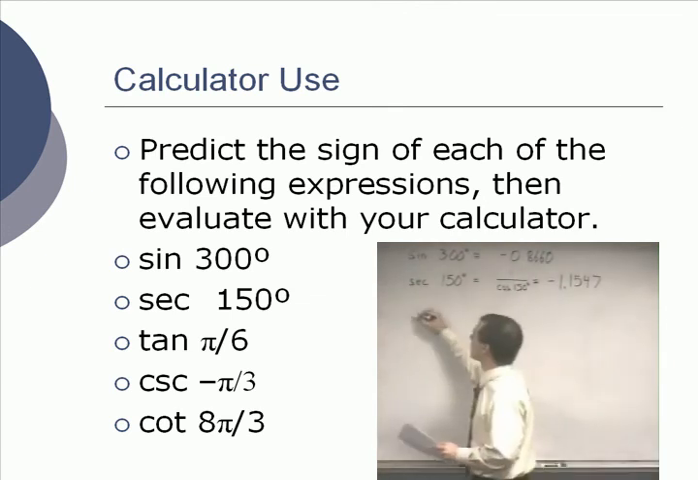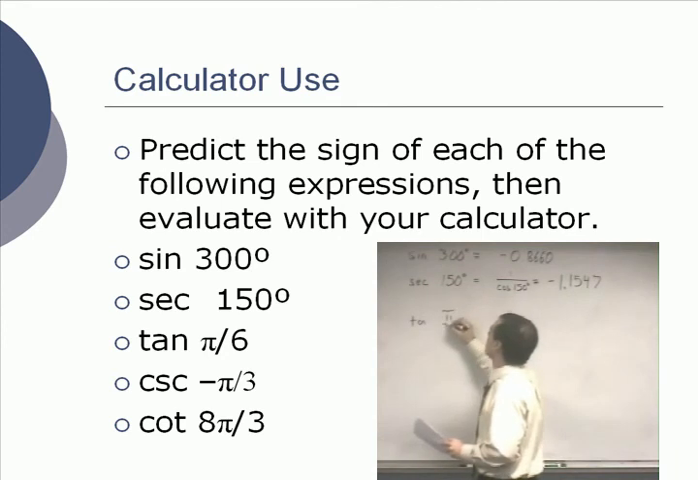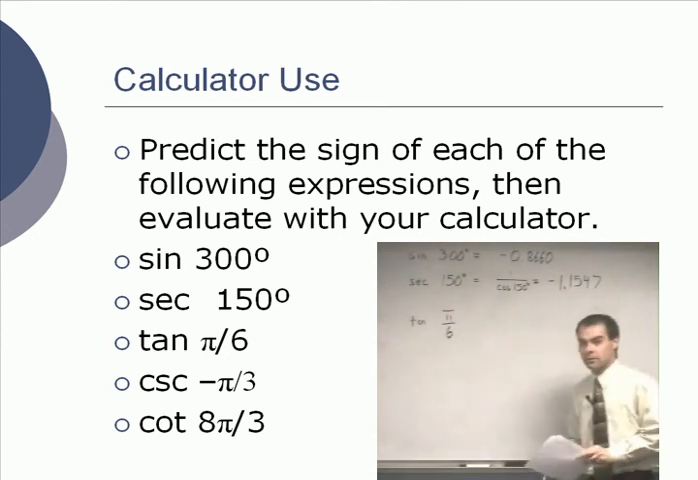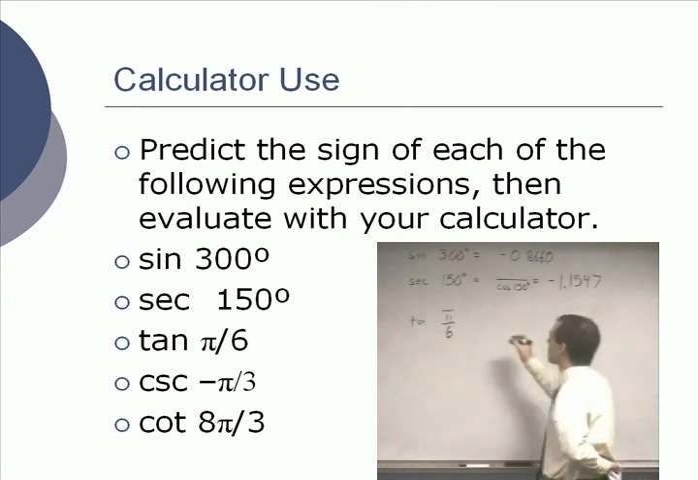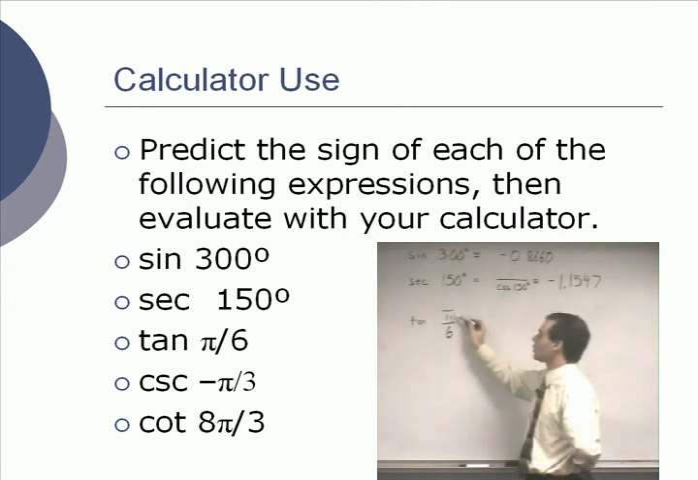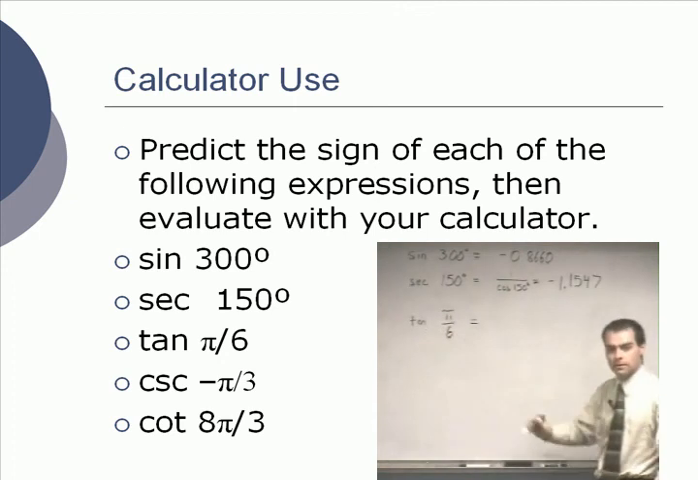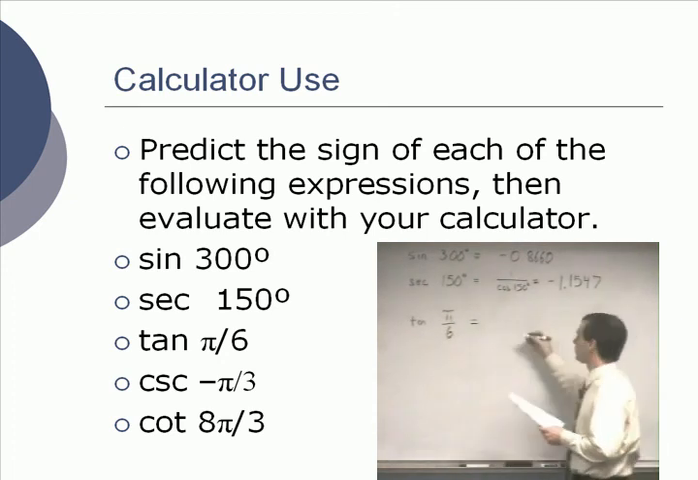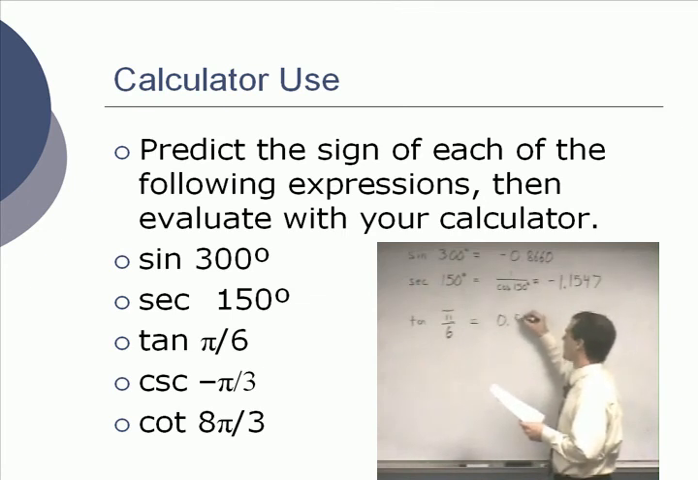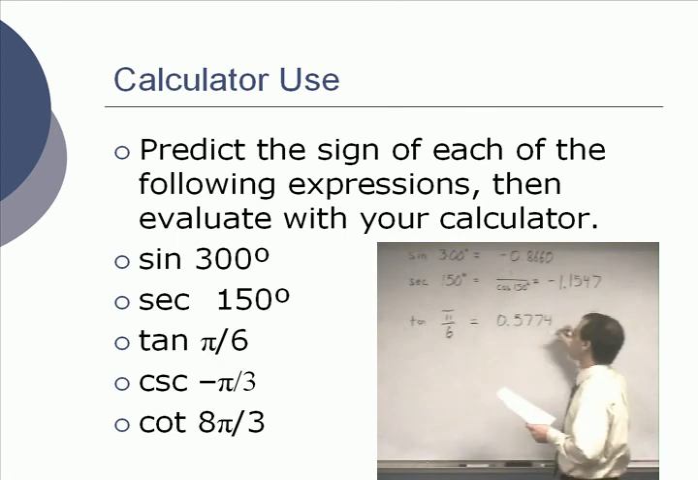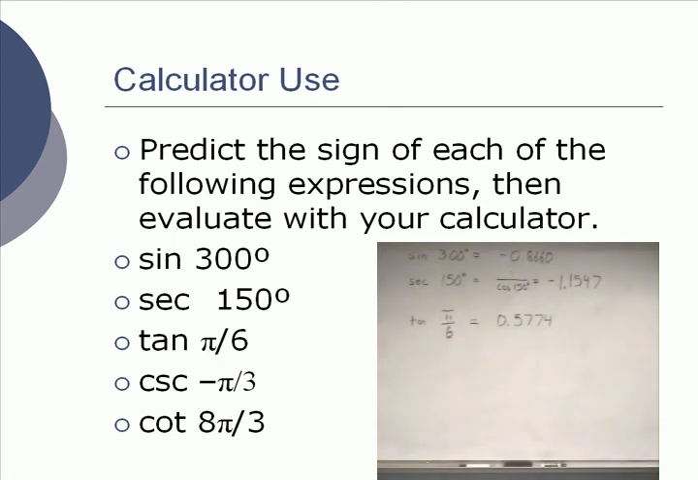One more. Tangent of pi over 6. Predict the sign. First of all, which quadrant are you in for pi over 6? Quadrant 1. And is tangent positive or negative in quadrant 1? It's positive, so it should be positive. Make sure you're in radian mode. Pi divided by 6. Hit the tangent button. Should be positive. You should get 0.5774.